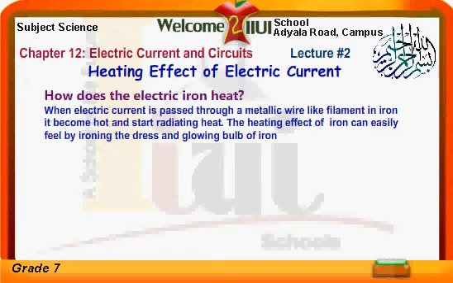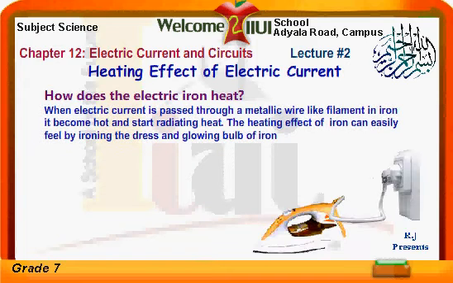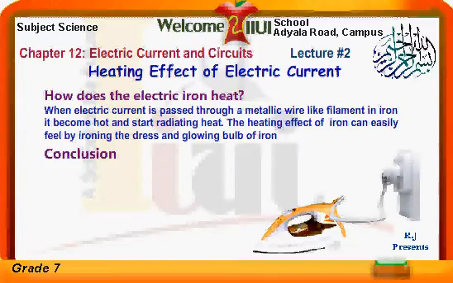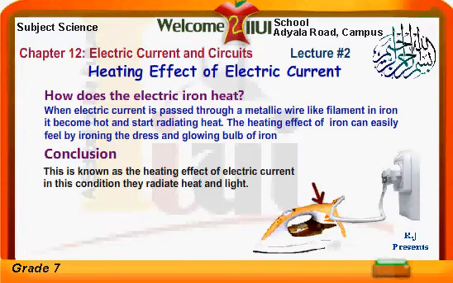How does the electric iron heat? When electric current is passed through a metallic wire like the filament in an iron, it becomes hot and starts radiating heat. The heating effect of an iron can easily be felt by ironing the dress and glowing bulb of the iron.